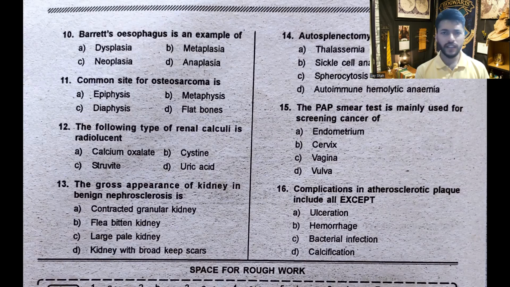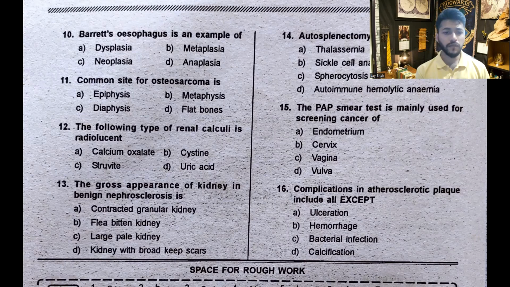Autosplenectomy is seen in sickle cell anemia. The spleen undergoes self-destruction, so it is sickle cell anemia. There's no doubt about it. Whereas AIHA, autoimmune hemolytic anemia, spherocytosis, you'll have splenomegaly. In sickle cell anemia, also there's destruction of RBCs, but the spleen also undergoes destruction. That's why it is known as autosplenectomy.